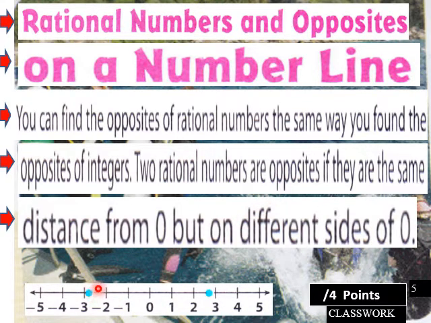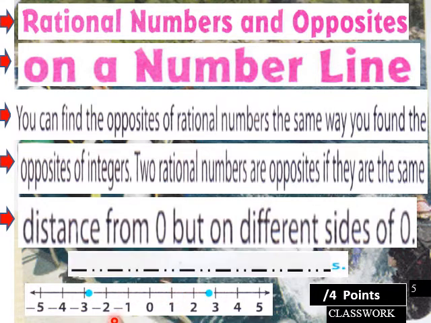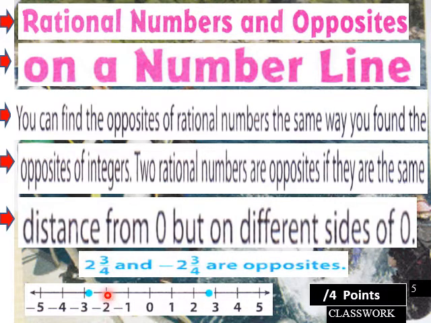So like this number here would have the same absolute value as that number, right? Because they're both the same distance from zero, right? Negative 2 3/4 and 2 3/4 are opposites. Same absolute value, different signs. Yeah, we got that.